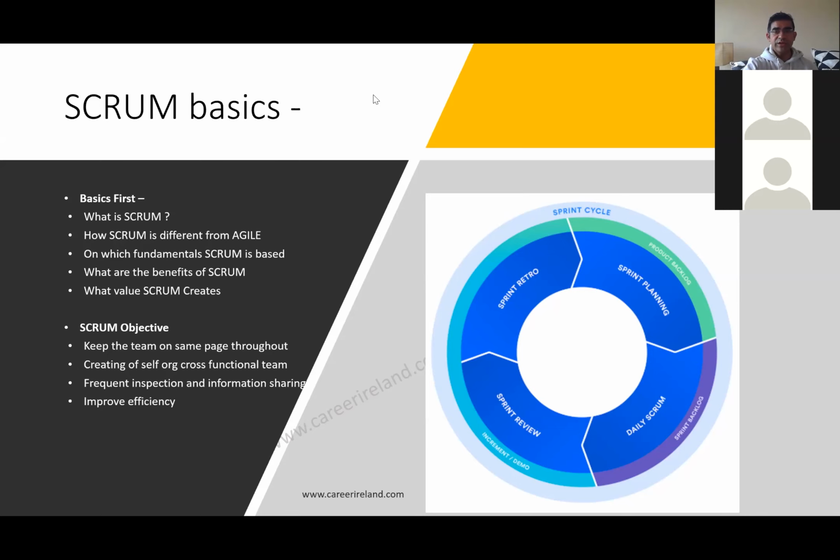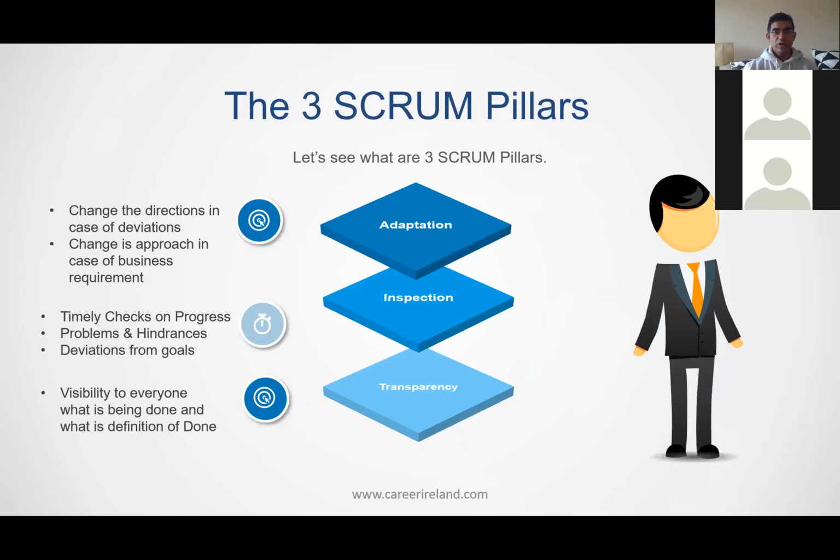Well, moving to the next slide now. The three Scrum pillars. As I said about the basic definition of Scrum and its objectives, it's important to talk about the three Scrum pillars. Scrum is fundamentally based on three pillars, which are transparency, inspection, and adaptation.